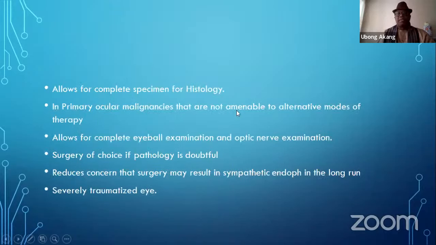In primary ocular malignancies that are not amenable to alternative modes of therapy, you can do enucleation. It allows for complete eyeball examination, like we just saw, and optic nerve examination. It is the surgery of choice if pathology is suspected. It reduces concern that surgery may result in sympathetic ophthalmia in the long run.